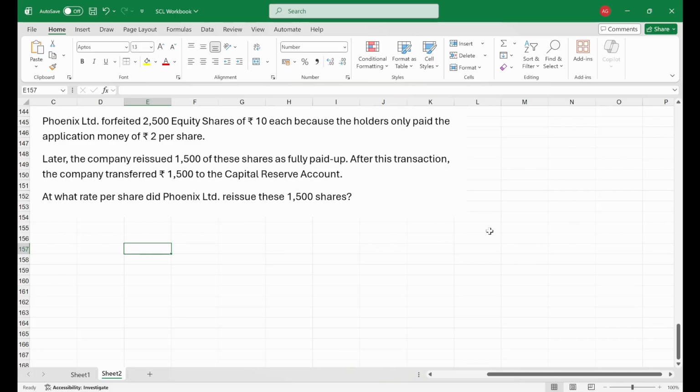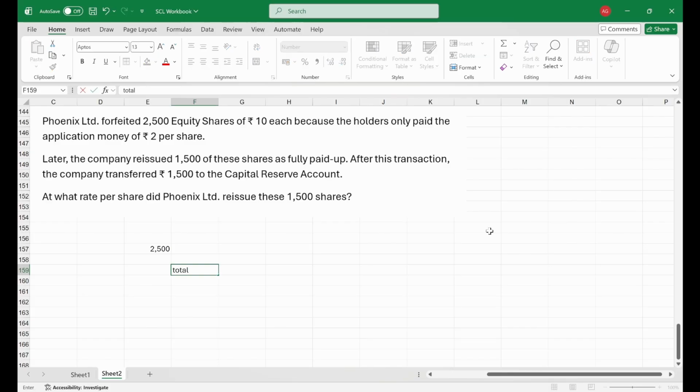Okay, so they have asked the rate per share, the reissue price per share of the reissue of 1,500 shares. First, we have to understand the company forfeited 2,500 shares, and out of this, 1,500 have been reissued, 1,000 has not been reissued. The question is, at what rate these 1,500 shares have been reissued? They haven't given any direct information. They have given an indirect requirement. We have to find out how much the company would have charged at the reissue of 1,500 shares.